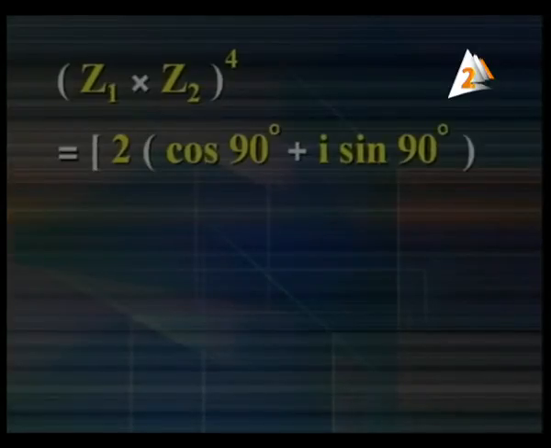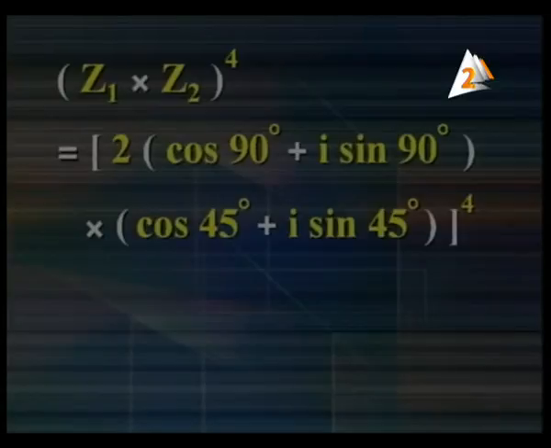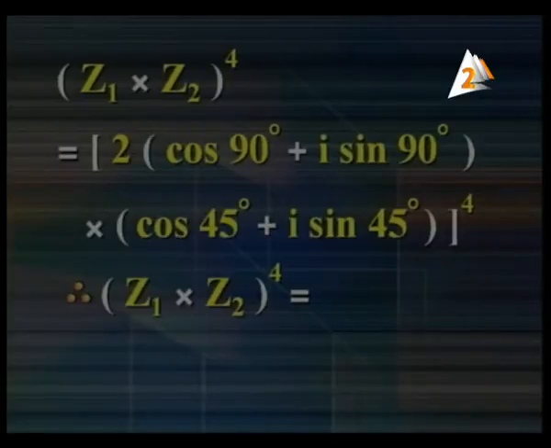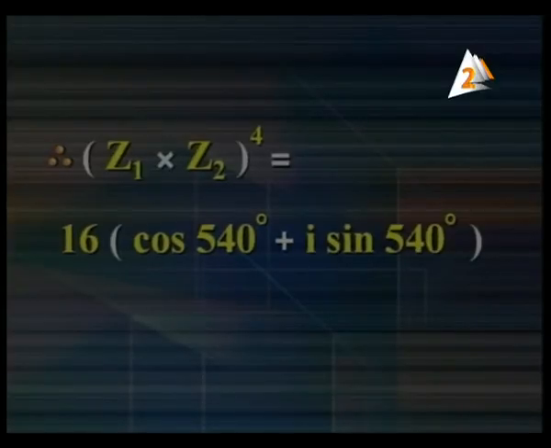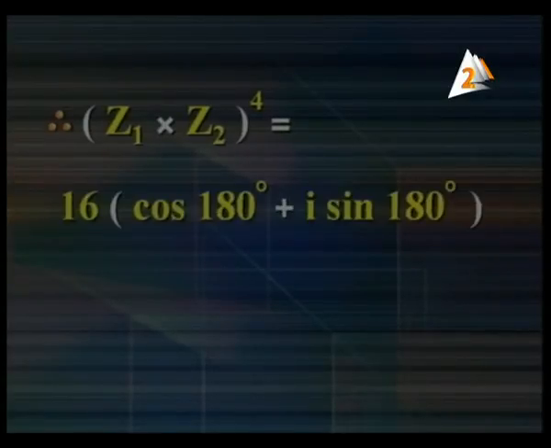For z1 times z2, all to the power 4, we multiply 2 cosine 90 plus i sine 90 by cosine 45 plus i sine 45, all to the power 4. We add the angles, 90 plus 45 equals 135, giving 2 multiplied by cosine 135 plus i sine 135, all to the power 4. After that, distribute the power 4 over 2 and over cosine and sine. Therefore 2 to the power 4 is 16, cosine 540 plus i sine 540, which equals 16 cosine 180 plus i sine 180.